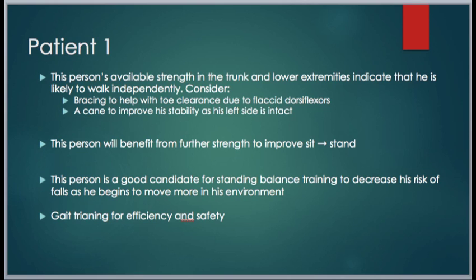For this particular patient, their available strength in the trunk and lower extremities indicate that he is likely to walk independently. You will want to consider bracing to help with toe clearance, as he does have flaccid dorsiflexors, and a cane to improve his stability as his left side is intact. This person will definitely benefit from further strengthening to improve sit-to-stand. That can mean functionally training the patient to perform a sit-to-stand, as well as strengthening the lower extremity muscles necessary to execute that movement. This patient is a good candidate for standing balance training to decrease his risk of falls.